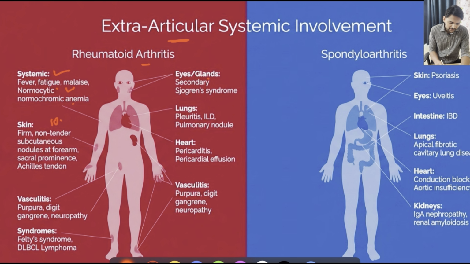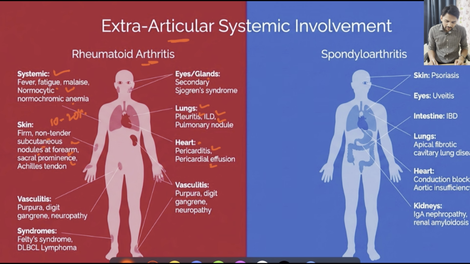And in about 10 to 20% of the individuals, we can see rheumatoid nodules, that is firm, non-tender, subcutaneous nodules, mainly at the forearm or sacral prominence, Achilles tendon. So these nodules are also considered as extra-articular manifestations. Whereas lung involvement might be in the form of pleuritis, interstitial lung disease or pulmonary nodule. Sometimes in X-rays and all, we will be getting solitary pulmonary nodule and all. So in that case, we have to keep the possibility of rheumatoid arthritis and we have to search for the other features of RA. Whereas in heart involvement, it might present as pericarditis or pericardial effusion.